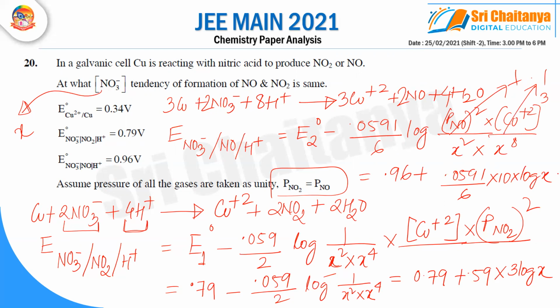Now, at what concentration they are asking, the tendency will be same. That means this electrode potential value, this value and this value will be same. So you have to equate these two parts. And when you equate these two parts, you will get the solution of the value x. Now, when you do so, your x will come out to be 144 approximately.